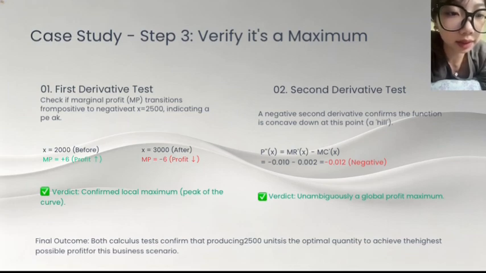The second way is the second derivative test. The calculation formula is shown in the picture. In the picture, the final result is minus 0.012. A negative number means this point is the global maximum profit. At the bottom, we draw a final conclusion. Both math tests show 2,500 products is the best production for maximal profit.